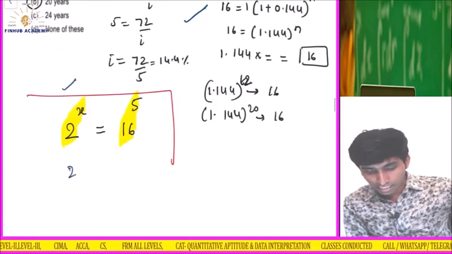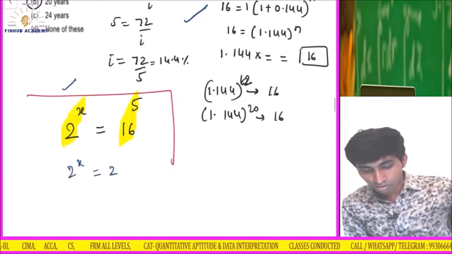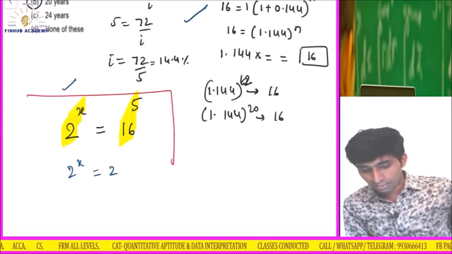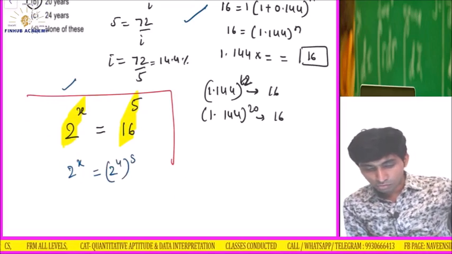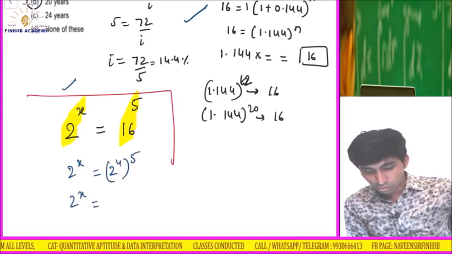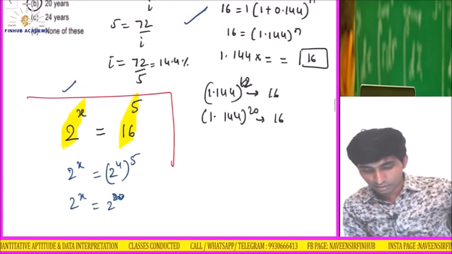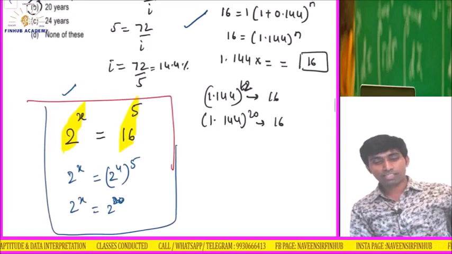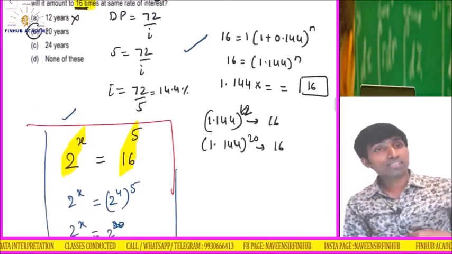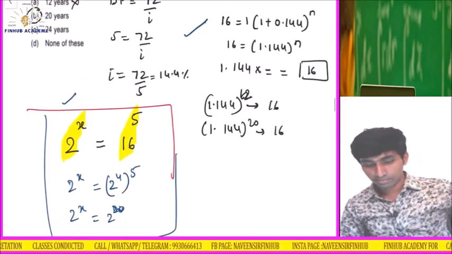So 2 raised to x is equal to what? 16 is 2 raised to 4. Correct. Into what? 5. So 2 raised to x is equal to 2 raised to 20. If the base is the same, the power is the same. So x is what? 20. This was the easiest way. Please revise this. A very favorite sum of the institute.